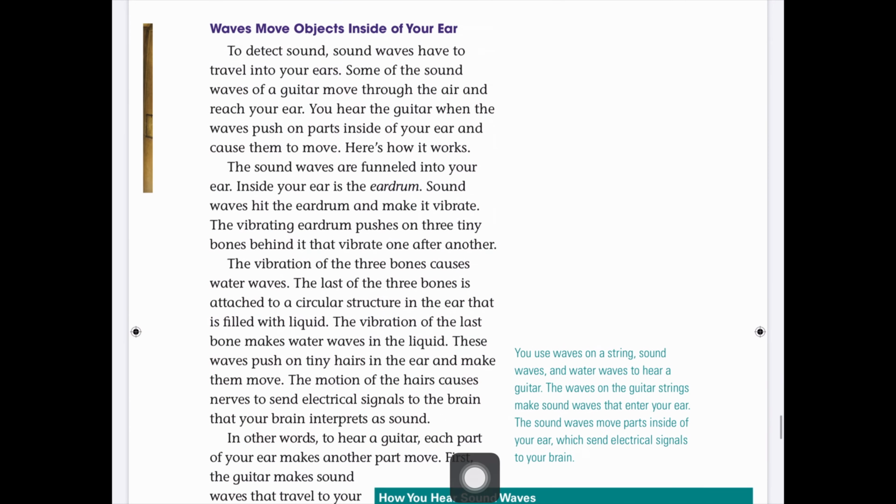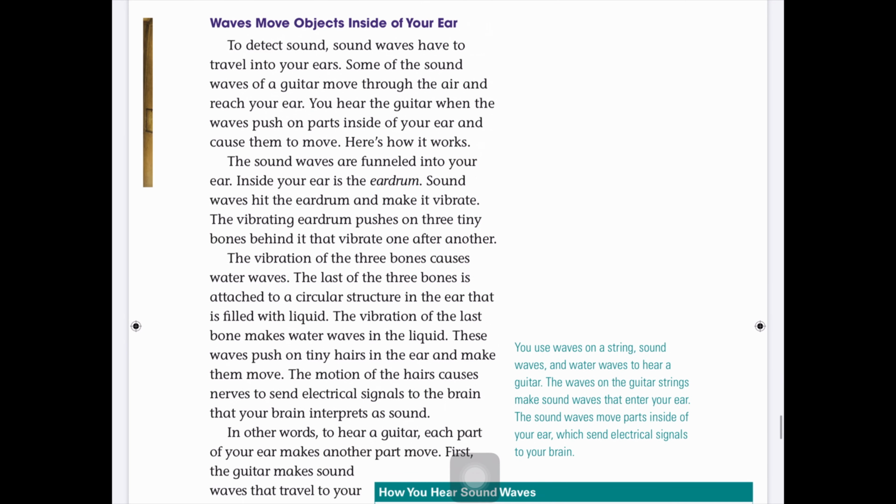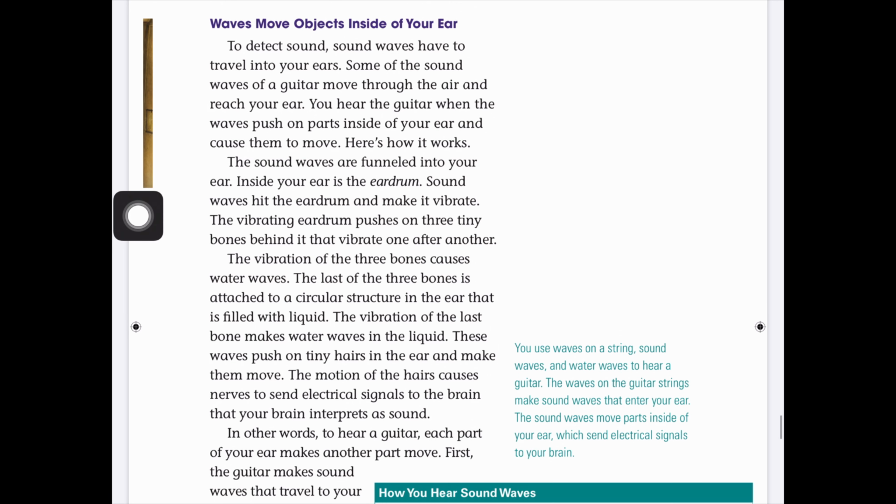Okay, we're moving on to page 65. Waves move objects inside of your ear. To detect sound, waves have to travel into your ears. Some of the sound waves of a guitar move through the air and reach your ear. You hear the guitar when the waves push on parts inside of your ear and cause them to move. Here's how it works. The sound waves are funneled into your ear.